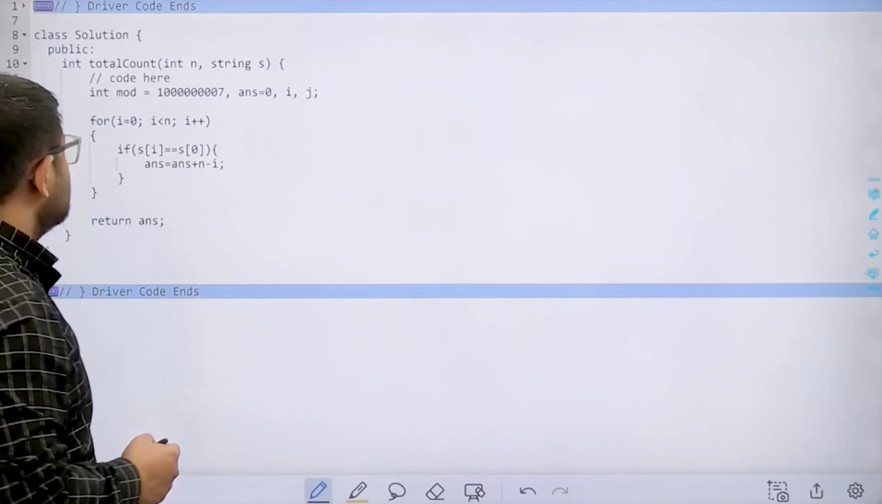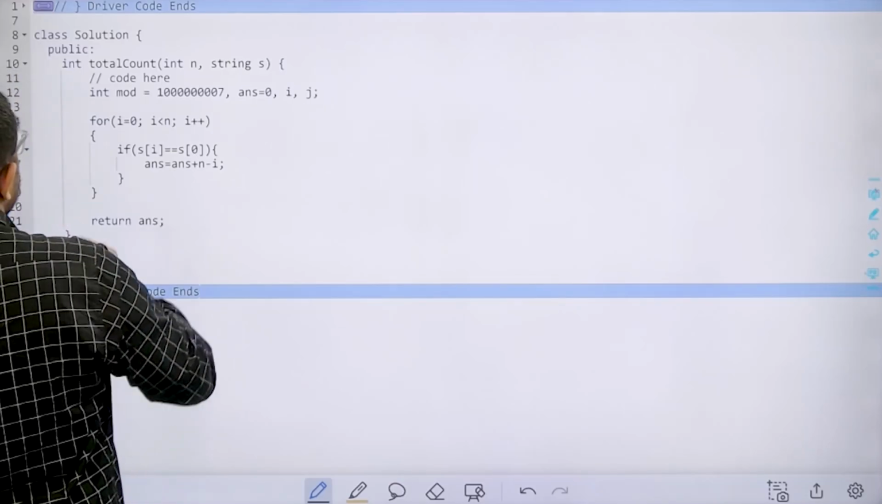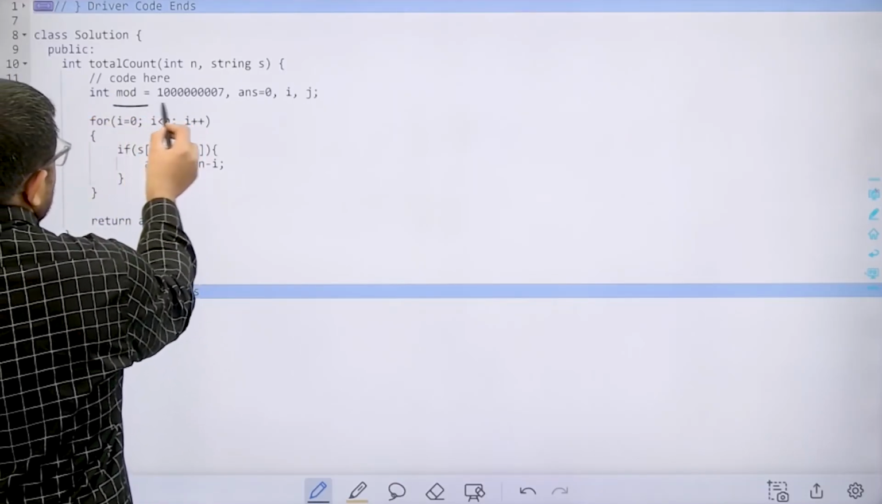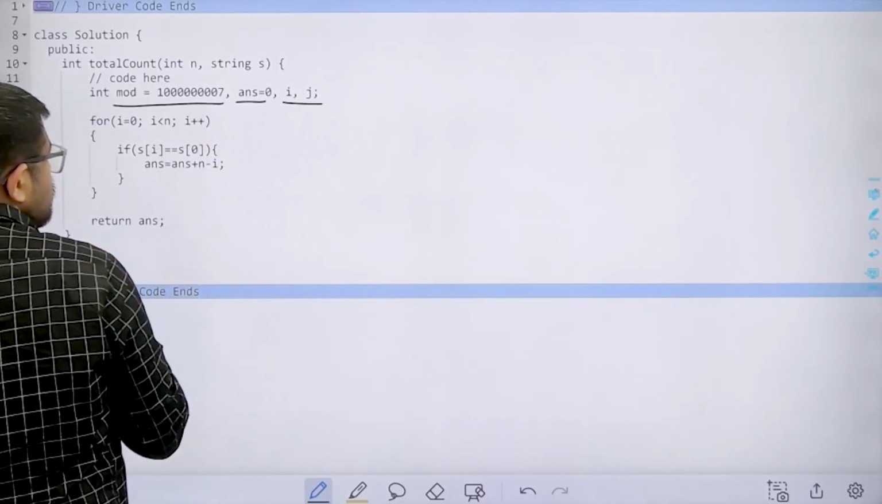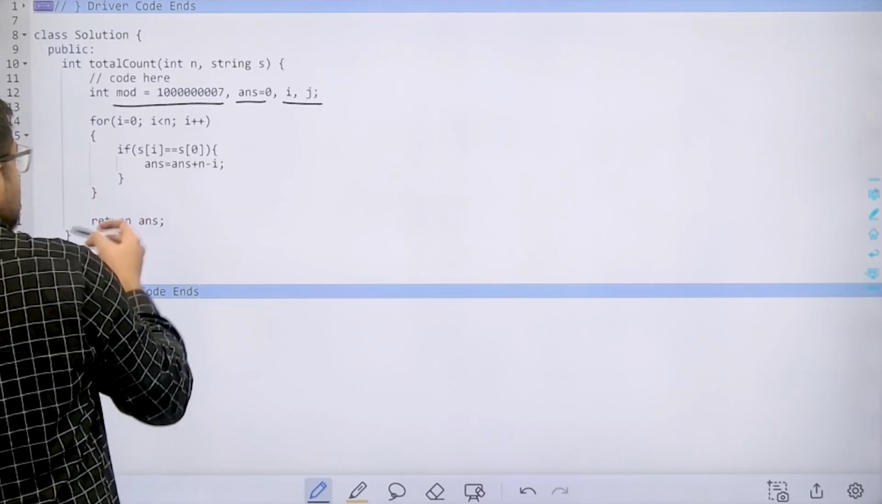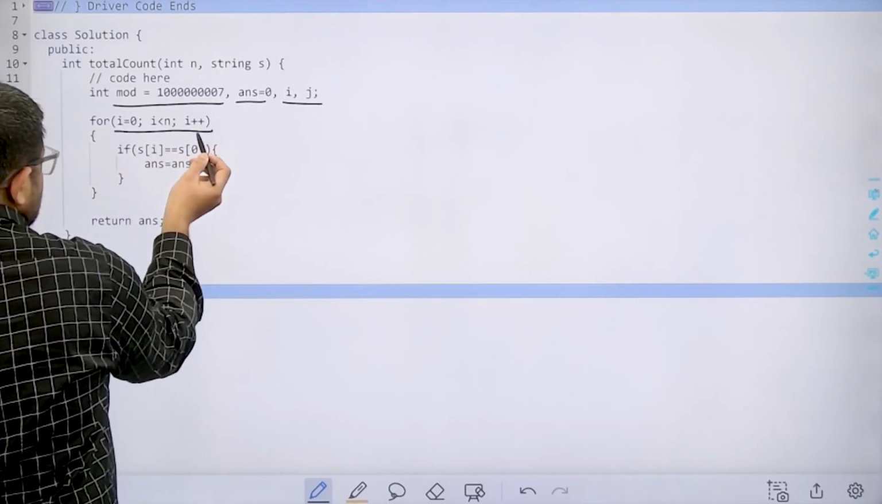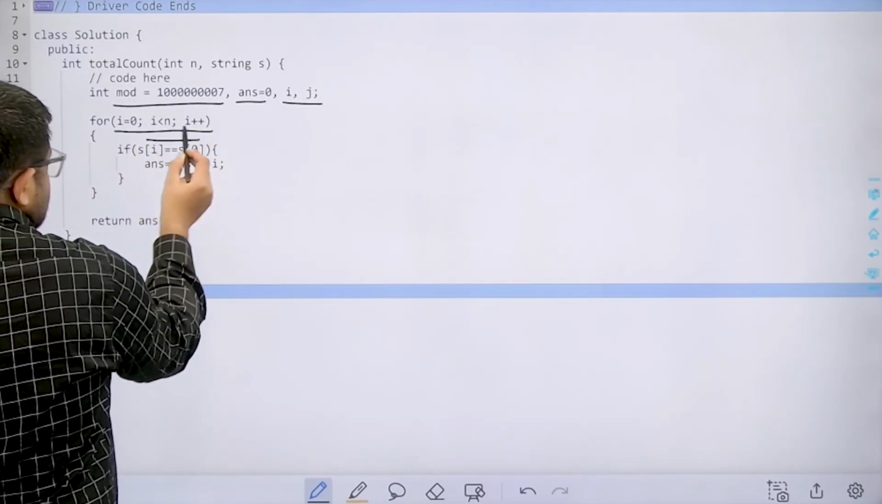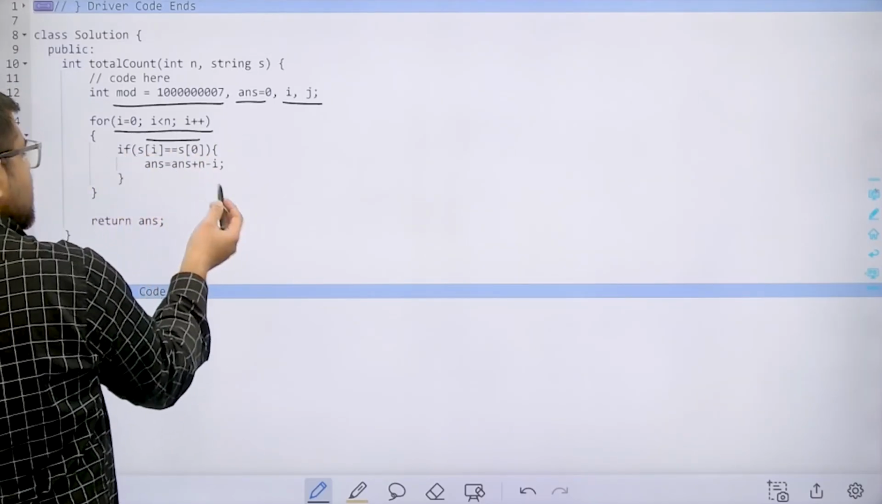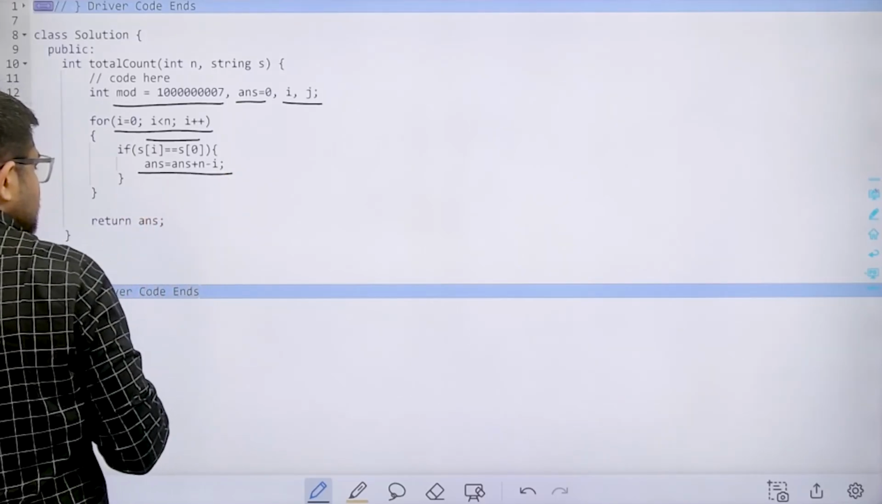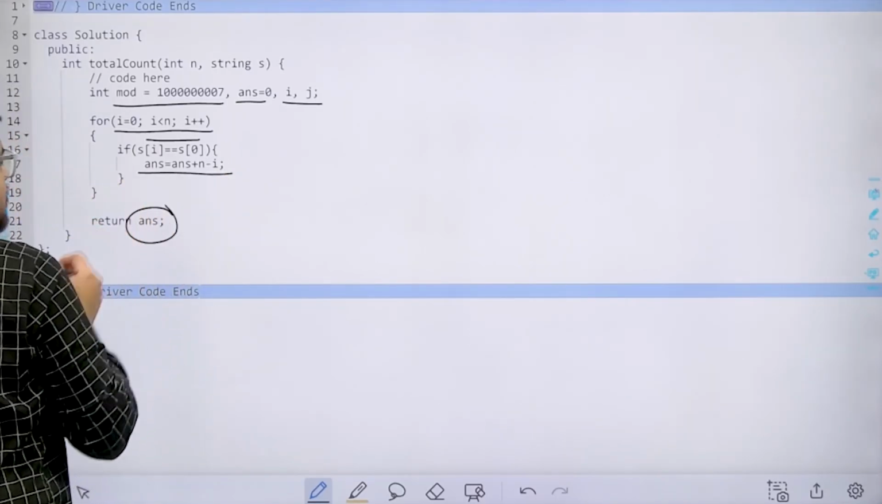So if you look at the actual implementation, what I have done here is, I have taken mod value as 10 to the power 9 plus 7. I have taken one answer variable as 0 and two variables to iterate, and then for I equals to 0 to n, if the ith character is same as 0th character, it means all the substrings starting with ith character can be added to the answer. So I will say answer equal to answer plus n minus I, and finally I will return the answer.